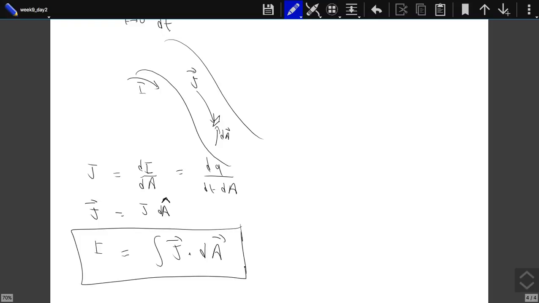This is how we can relate the current density to the total current running through our system.